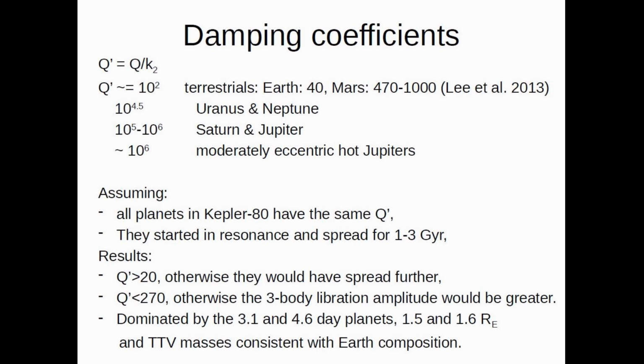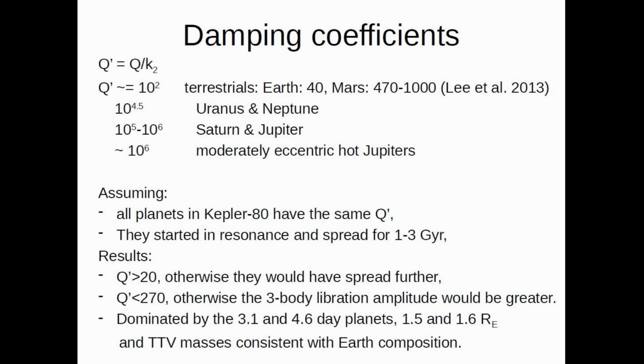So in this analysis, we can assume that all the planets of Kepler-80 have the same Q, and they've spread for the lifetime of the system, which is not very well constrained, but it's between about 1 and 3 billion years. And what I'm doing is scaling up that eccentricity damping timescale that I quoted on the last slide to interpret it as a tidal damping coefficient. And what we get is that they have to be less dissipative than Q of 20. Otherwise, they would have spread further from the resonance. Their eccentricities would have been shoved down further and their periods moved apart more.